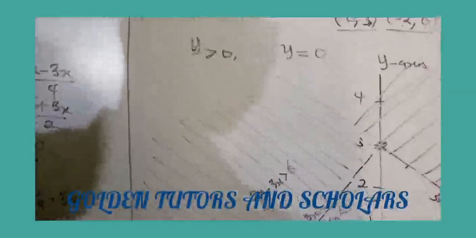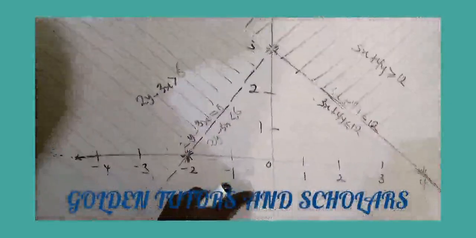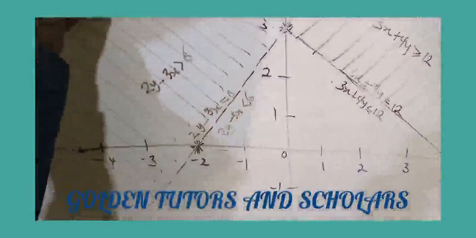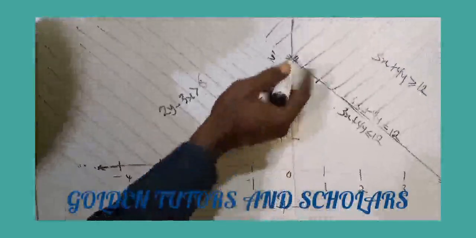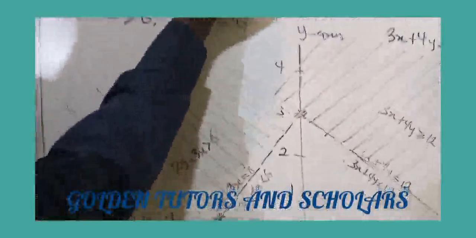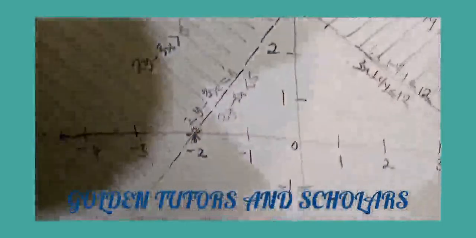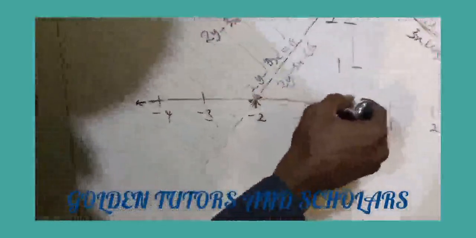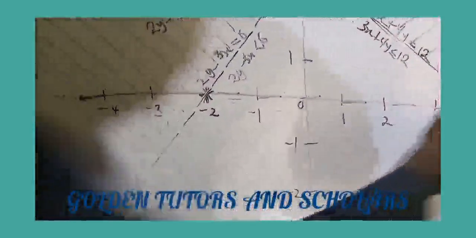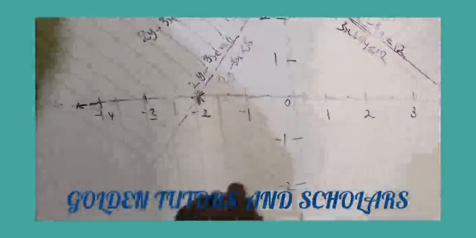Then we come to the last inequality here, which says y is greater than 0. This is the y-axis. The values of y greater than 0 are 1, 2, going up this way. 0 is not included because it's not greater than or equal to 0. This is the region that we require. The values of y less than 0 will come down this way. So the line should be a broken line, since I use this as my x-axis, to indicate that this is the region not required.